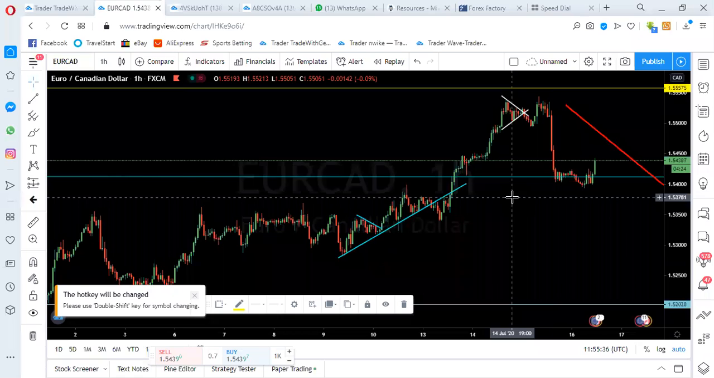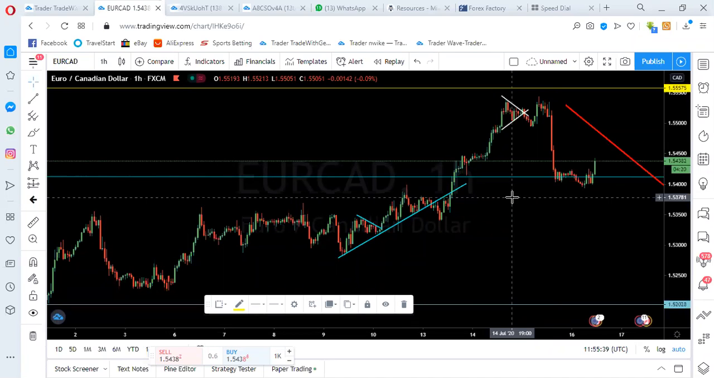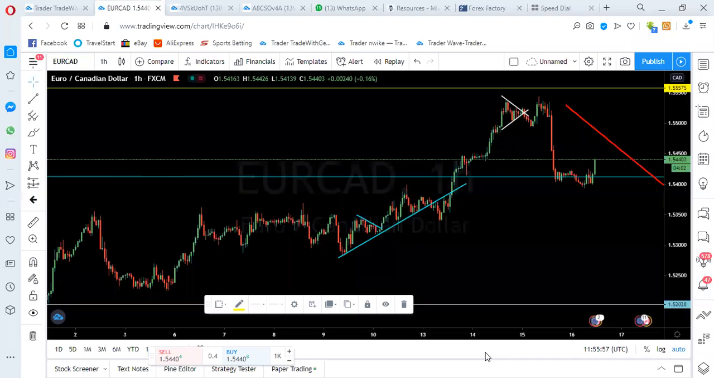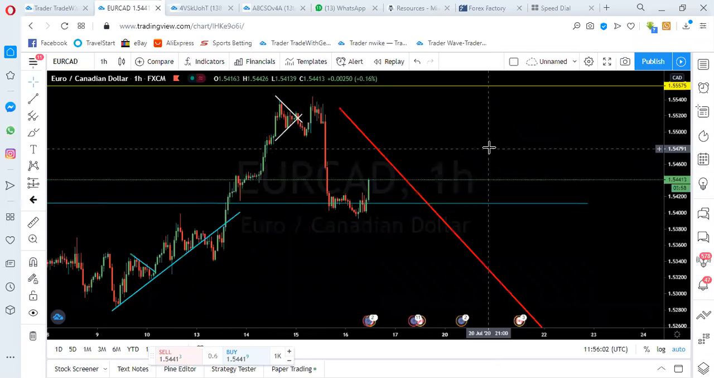So most times, not all the time, whenever the interest rates are maintained, it's bullish. It's either maintained or increased, so it's bullish. When it's reduced, it's bearish at that point in time. And we have our ECB monetary statement by 1:30, which is in the next 30 minutes.